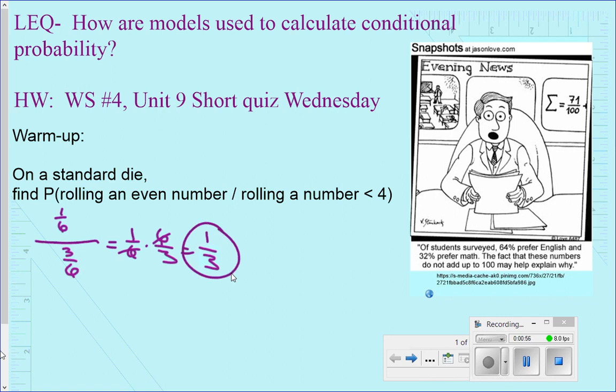Other way would be using logic. So start with the given. The given is rolling a number less than 4. So that would be 1, 2, and 3. Of those numbers, 1, 2, or 3, so by the way, my denominator would be 3. Of those, there's only one that is both even and less than 4. So that would be one number out of those 3, which is 1/3. Either way is fine as long as you show your work explaining how you got 1/3.